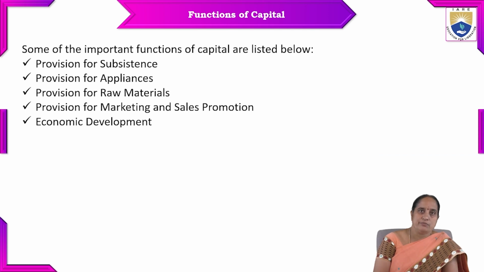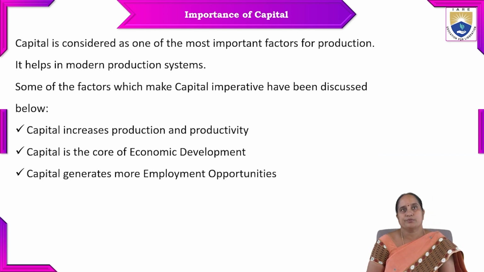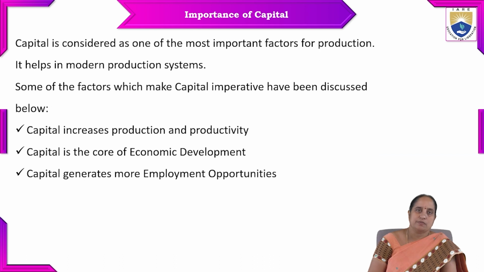Whenever they want to invest some capital in day-to-day obligations, and also to make purchases of raw materials. Sometimes we have to give advertisements. So for everything, capital is essential. Without capital, it is not possible to run the business effectively. Coming to the importance of capital, capital is considered as one of the most important factors for production. It helps in modern production systems, and some of the factors which make capital imperative have been discussed below.